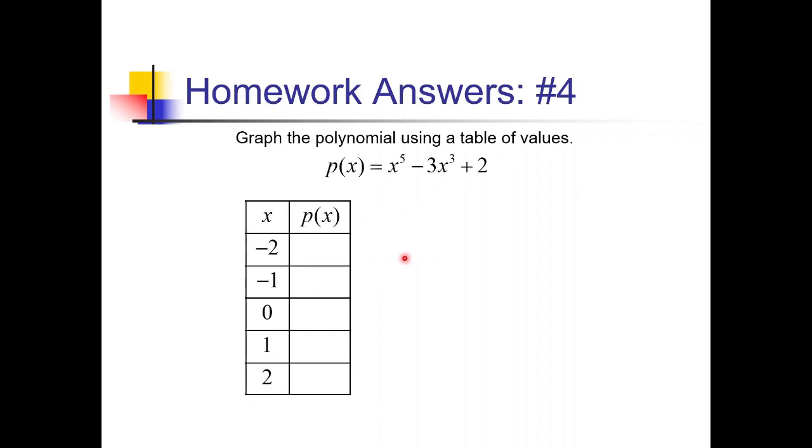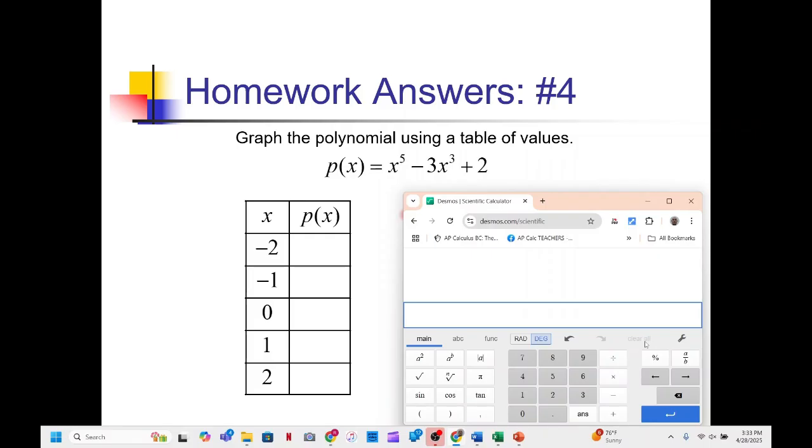To graph this polynomial, let me first make a table using x values from -2 to +2. That'll get us some points, and then we'll use end behavior to get the rest of it. So going to Desmos, because I'm going to plug all these x values into this p function. So let's put the p function in here officially, just to make it easier to plug things in. So that's x to the fifth minus 3x to the third plus 2.